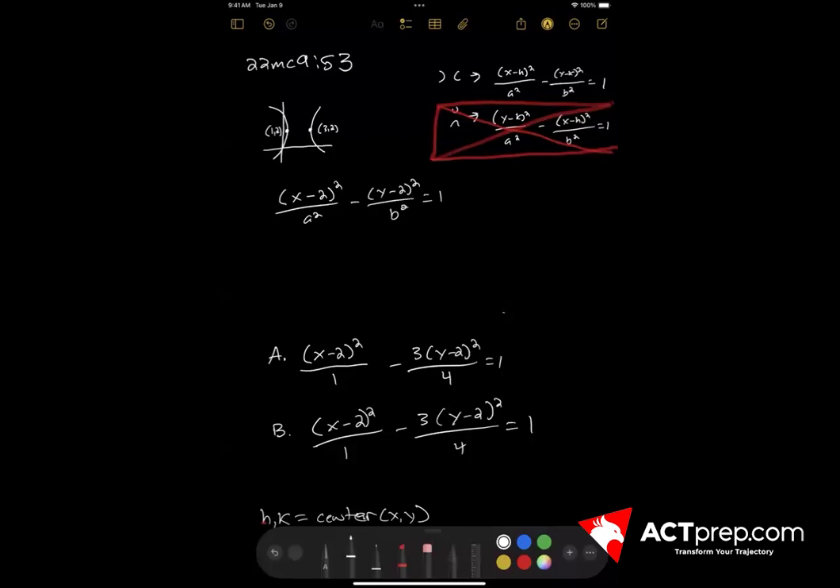So I've written the two equations of the hyperbola on the screen. If it's opening east-west, you use the equation on top. If it's opening north-south, you use the equation on the bottom. Here it's opening east-west, so we're going to use the equation on the top.